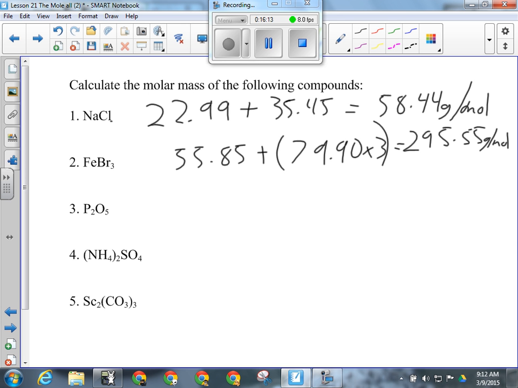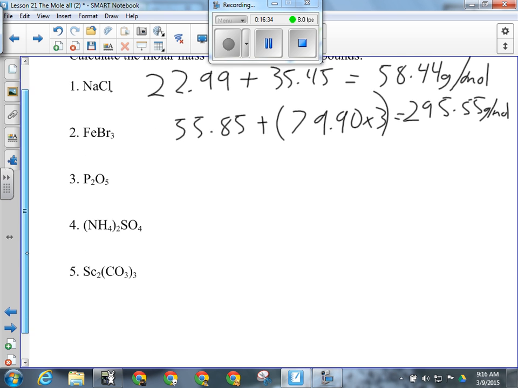Okay, all right, I'll give you a couple more minutes to finish up these ones. Remember now, when you get down here to the polyatomic ions, and you're looking at these with the brackets, how many nitrogen are there in this compound? 2. How many hydrogen? 8. Things like that are important to be able to do. All right, let's look at number 3 and number 4 here.